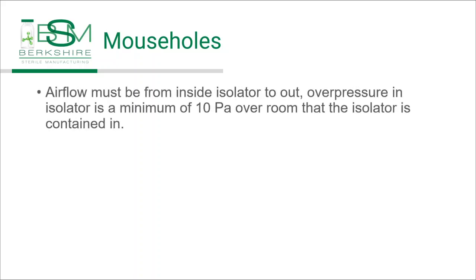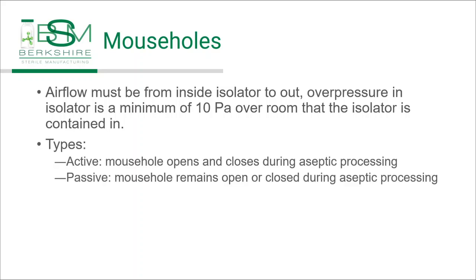Airflow in an isolator must be from inside the isolator to out. Overpressure in the isolator is a minimum of 10 pascals by many standards over the room that this isolator is contained in. However, in practice, most isolators run with much higher pressure, typically 17 to 50 pascals.